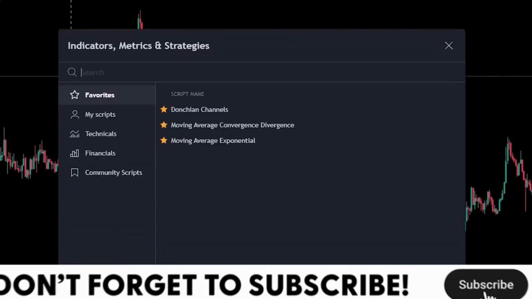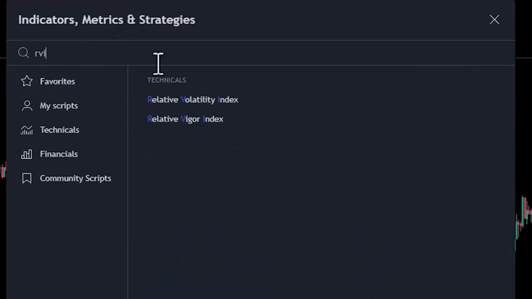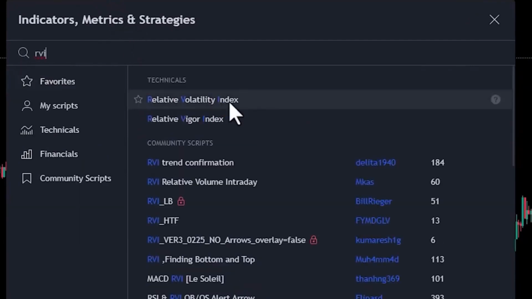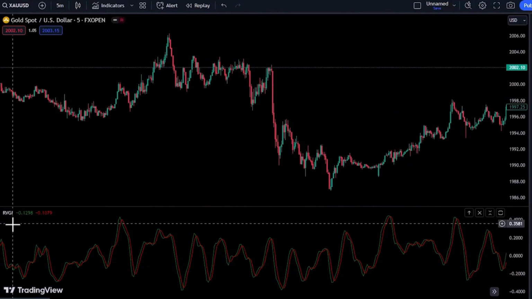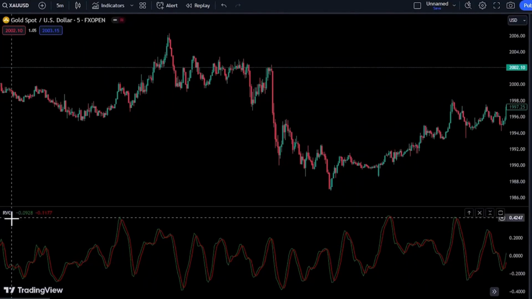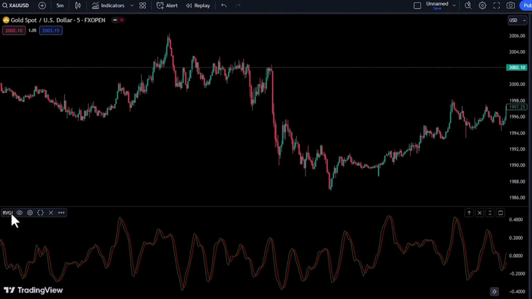So let's add the indicator to the chart. We search for RVI, and TradingView gives us two options. One is the Relative Volatility Index and the other is the Relative Vigor Index. We are interested in the second one, the Vigor Index. When we add this to the chart, don't get confused: because of the Relative Volatility Index, TradingView has added it to the chart under the name RVGI, and we use this.